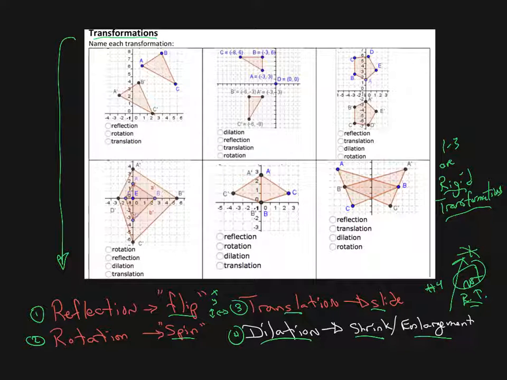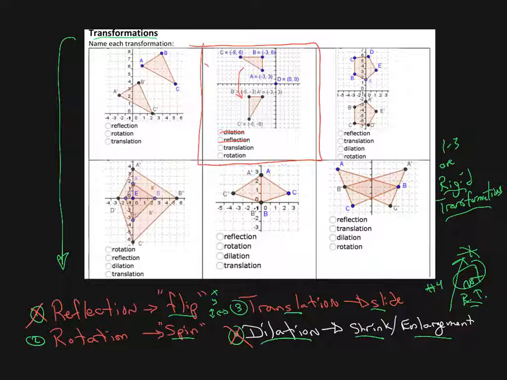Now let's take a look up at, say, this example right here. Well, first and foremost, is this a dilation? No, it doesn't change size, so it's not a dilation. Is it a reflection? Does this shape flip over upside down to get there? No, it's not a reflection. So we're going to cross off reflection.